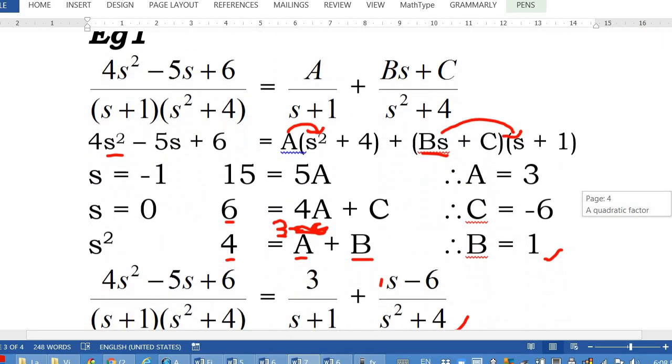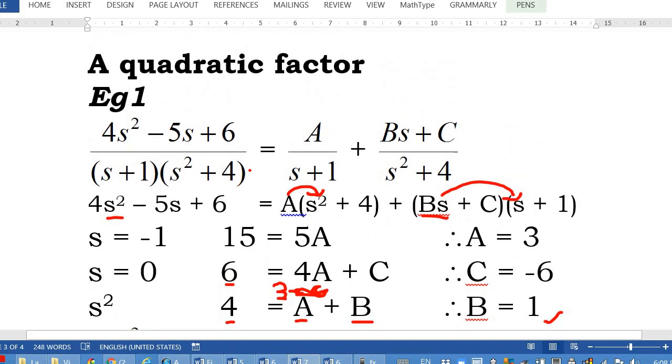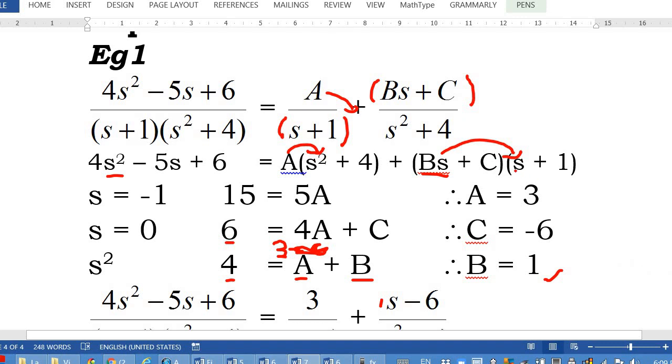Then for a quadratic factor, you have a over s plus 1, plus b s plus c over s squared plus 4. Remember, the numerator is always one degree lesser, so this must be bs plus c. Compare the numerator: using cross multiplication, a times s squared plus 4, and don't forget to put the bracket, plus bs plus c times s plus 1. First, you can compare the linear term s plus 1 by letting s equal to negative 1. Because s equals negative 1, this term is gone, then you can calculate the a term.